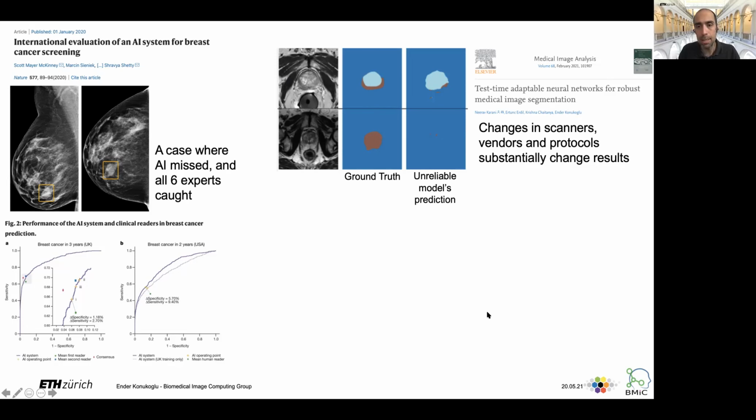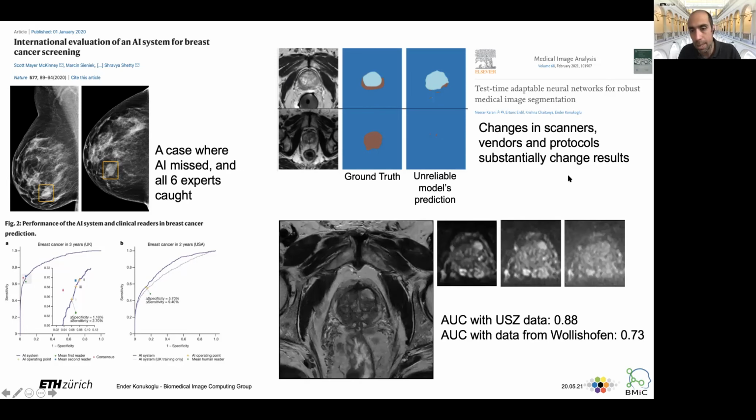In another test we've done with Olivia Donati, again on the prostate, we were trying to figure out if we can write an algorithm that looks at, for example, the structural images and the diffusion images, and decides whether DCE is required or not for the subject to reach an accurate diagnosis.